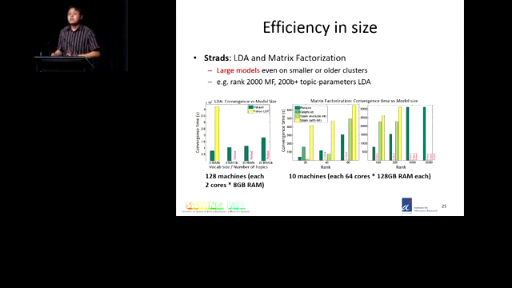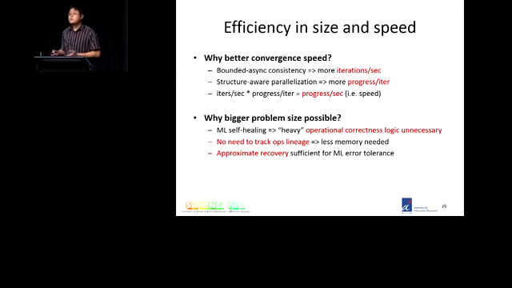The other point about Petuum is that we also focus on efficiency and problem size as a distributed system. What we're trying to show is that large models, even on smaller clusters, are actually possible to run. For example, a very high-rank matrix factorization or a 200+ billion parameter latent Dirichlet allocation. I think the reasons for these improved efficiency in size and speed, the speed I talked about already.